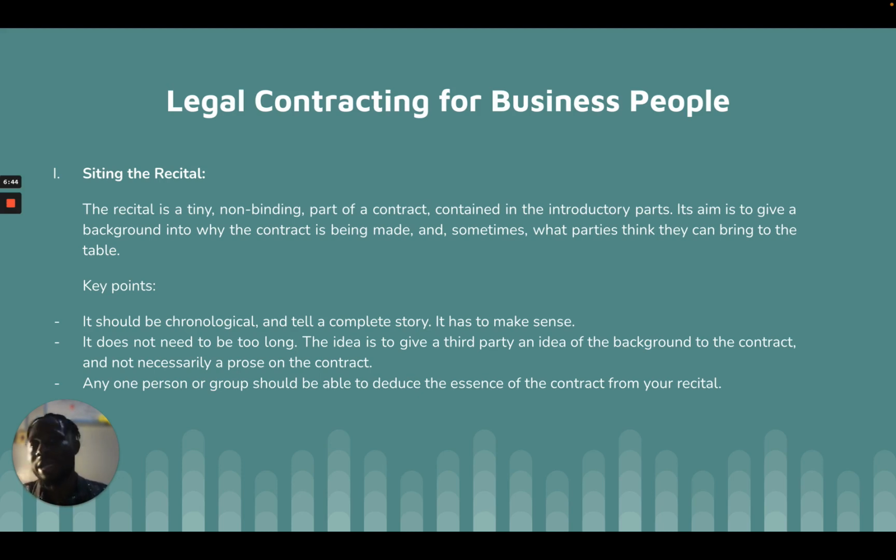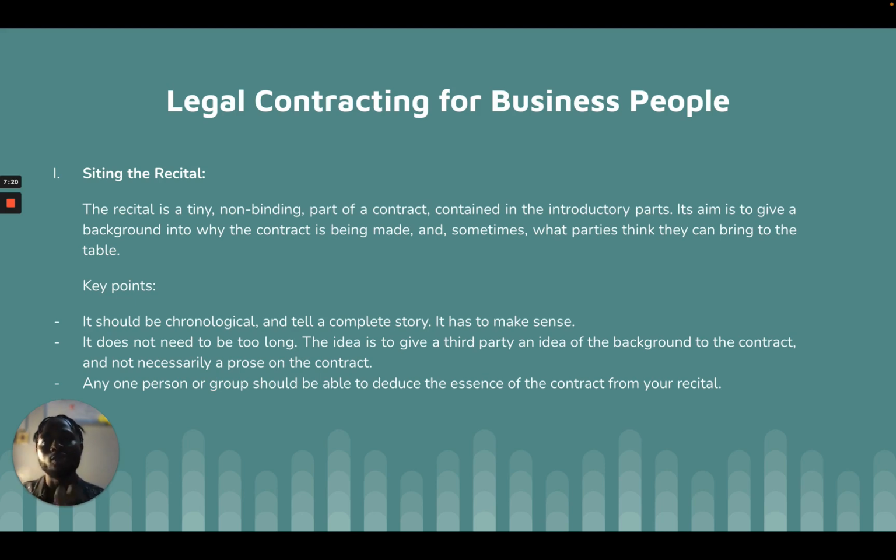So the first thing is citing your recital. Now, the recital is a very tiny non-binding part of the contract, depending, and it is contained in the introductory parts of the contract. The aim of the recital is to give a background into why the contract is being made, and sometimes what the parties think they can bring to the table. Why did these parties decide to sign this agreement in the first place? Why did they even decide to sit down and do this? So that's the fact. It has to give that background.